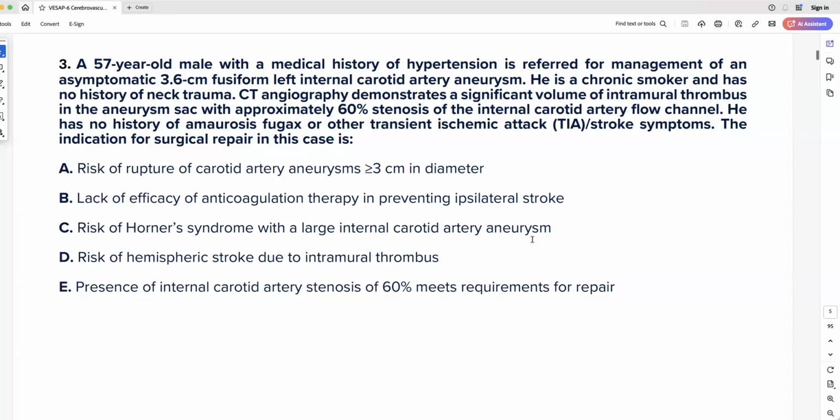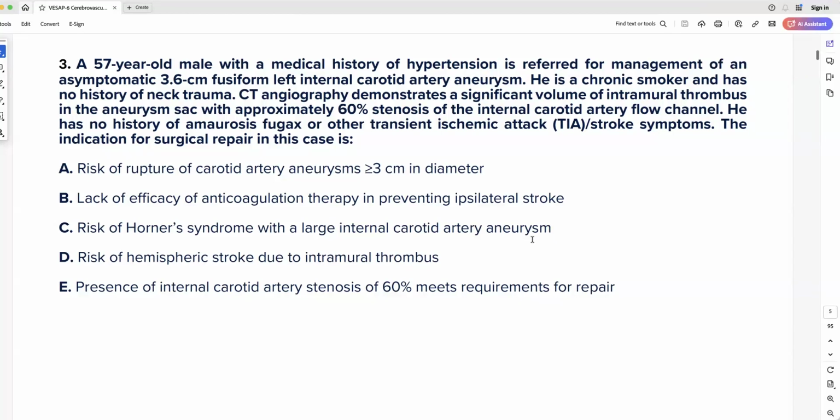D, risk of hemispheric stroke due to intramural thrombus. I think this is the right answer. We'll see the last one. E, presence of internal carotid artery stenosis of 60% meets requirements for repair. This is a wrong statement. So I think the answer will be D. Why is the last one wrong?